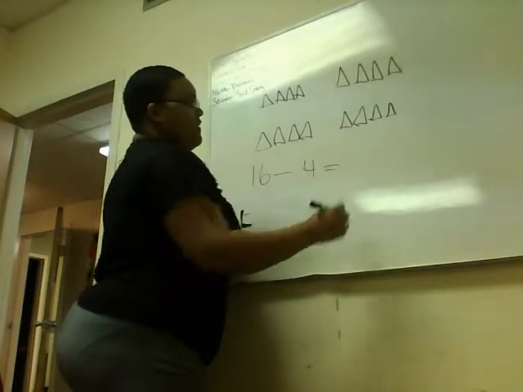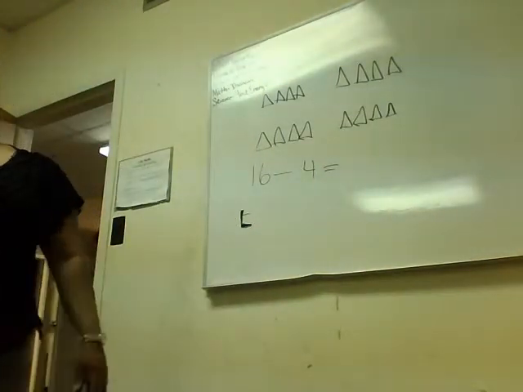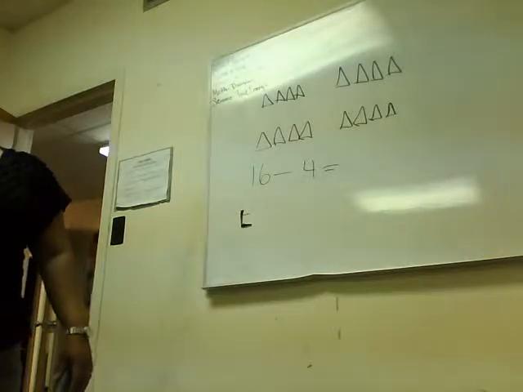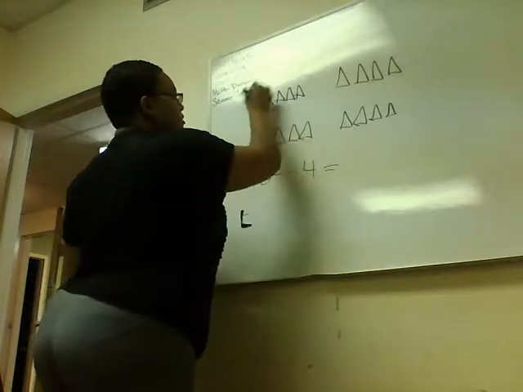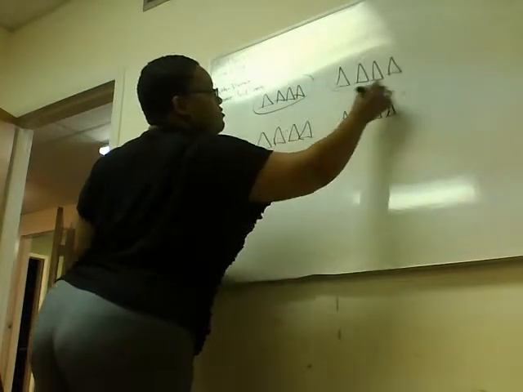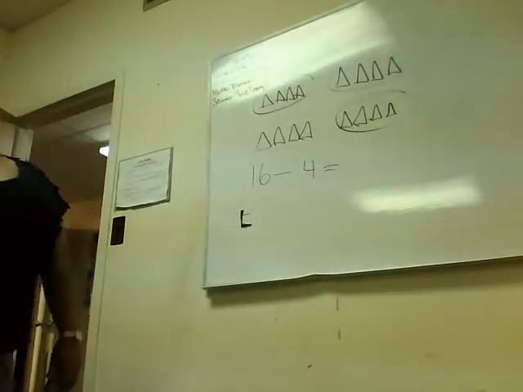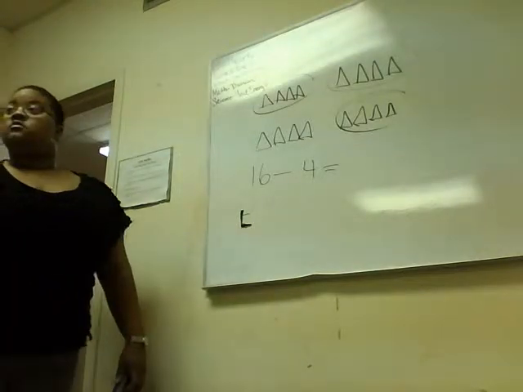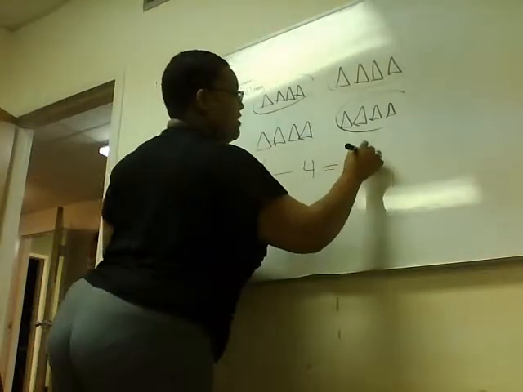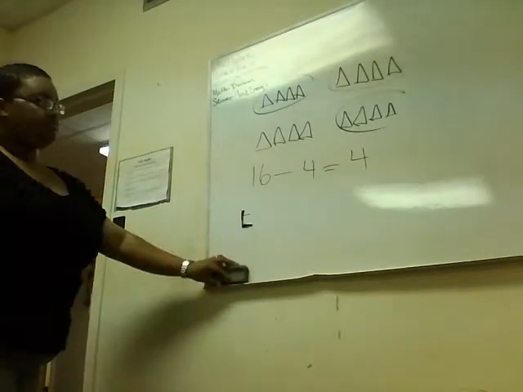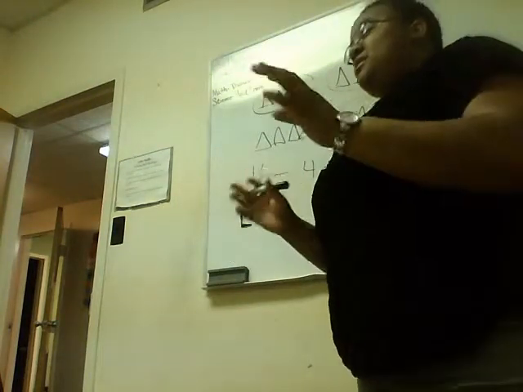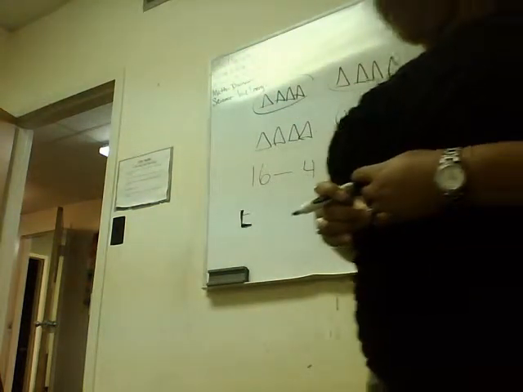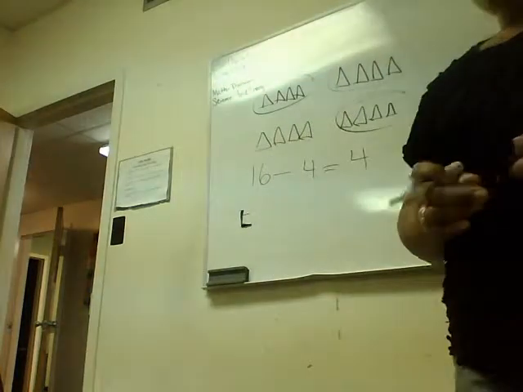So 16 divided by 4 gives us what? Let me draw the circle so you all won't get confused. How many are in each circle? 4. 16 divided by 4 is 4. Everybody understand this? Yes, ma'am. Any questions? No, ma'am. Does anyone have any questions? Let me know now before we move on.